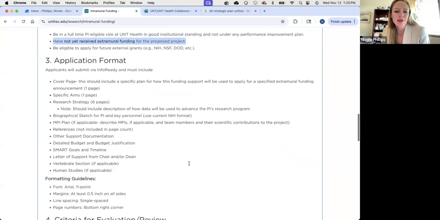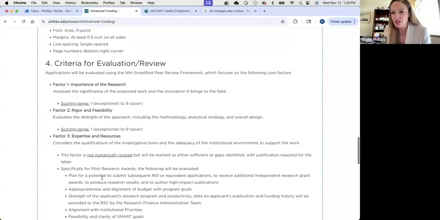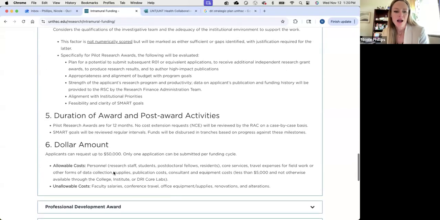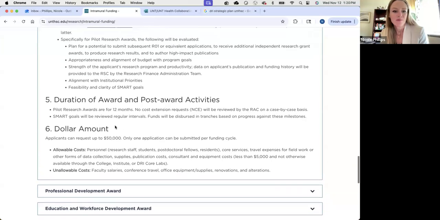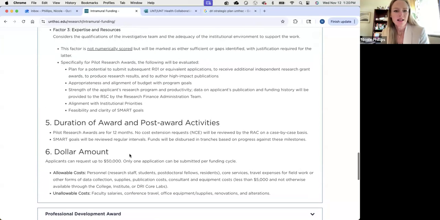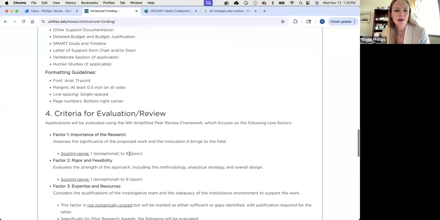So the application format, again, this is all you'll see. Each of these RFAs really are very similar in how they're structured. We tried to harmonize them all so that if you're looking at one or another, they're pretty much the same as far as the formatting. These can be up to $50,000, again, single year. And I think that's about it for this one, for the pilot.